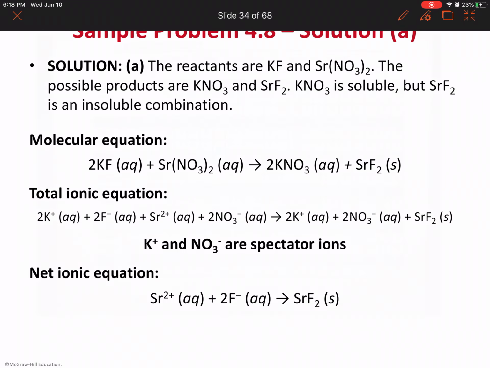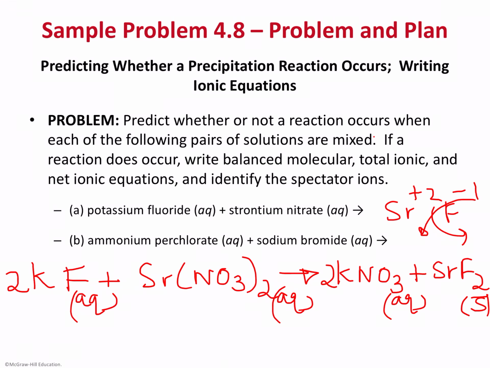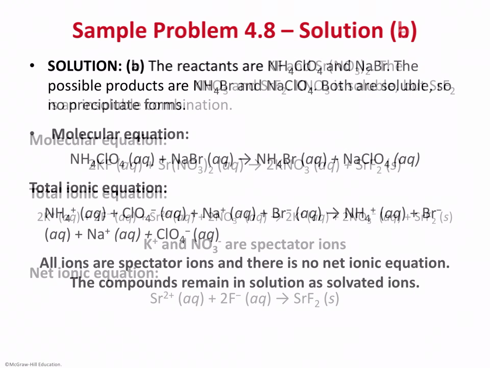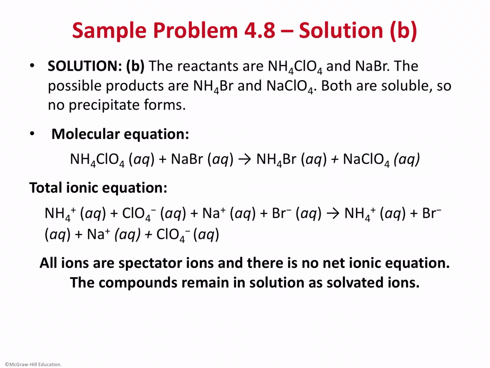Okay, and then the next one is ammonium perchlorate and sodium bromide. And ammonium ion, how do you write the formula again? You have to refer to the chart with the polyatomic ions. Ammonium ion is +1. Okay, and perchlorate is ClO4 minus. So 1:1 ratio, ammonium perchlorate plus sodium is +1, Br minus 1, NaBr. And then it's going to form ammonium bromide and sodium perchlorate.